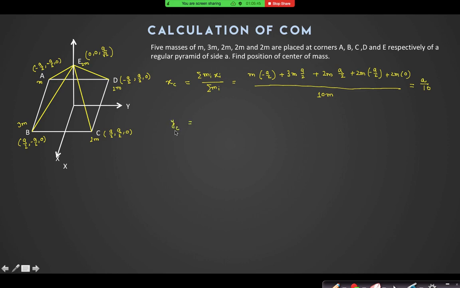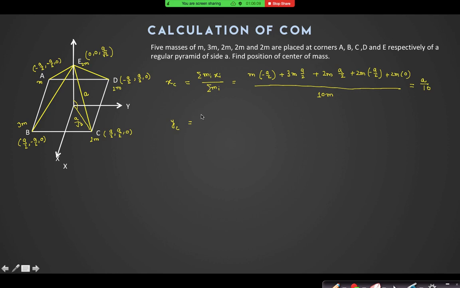Now the z coordinate of E is a by root 2. If this side is a, this side is a by root 2, and it is perpendicular. So what should be the height? a by root 2.